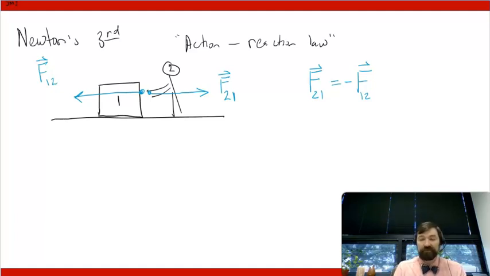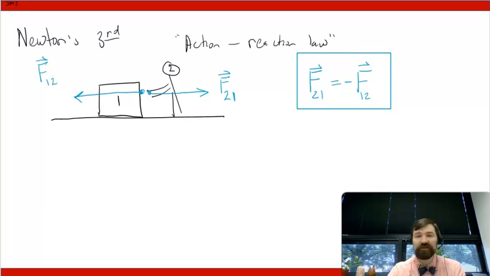So first of all, note how I'm pronouncing these: F21 and F12, or negative F12. It's force of object 2 on object 1, and force of object 1 on object 2. And in equation form, that's really all there is to Newton's third law. You have a pair of forces and they are equal to each other and in opposite directions. So this is your action-reaction law.